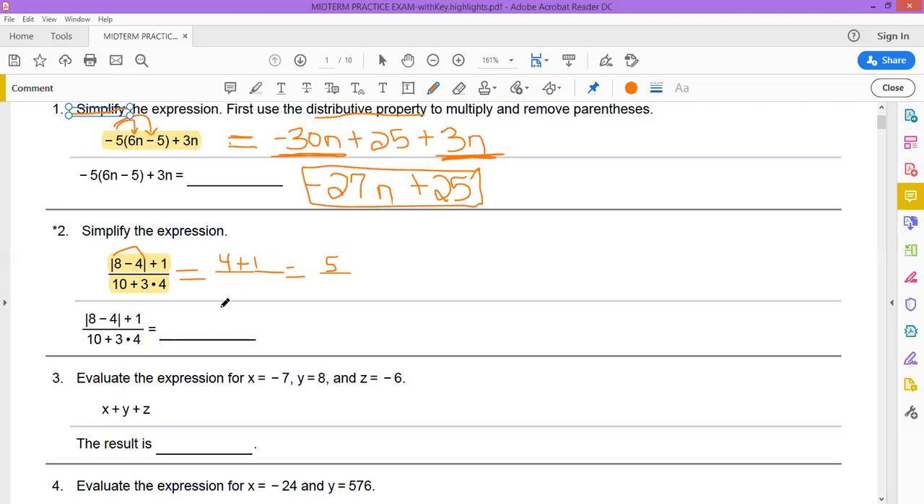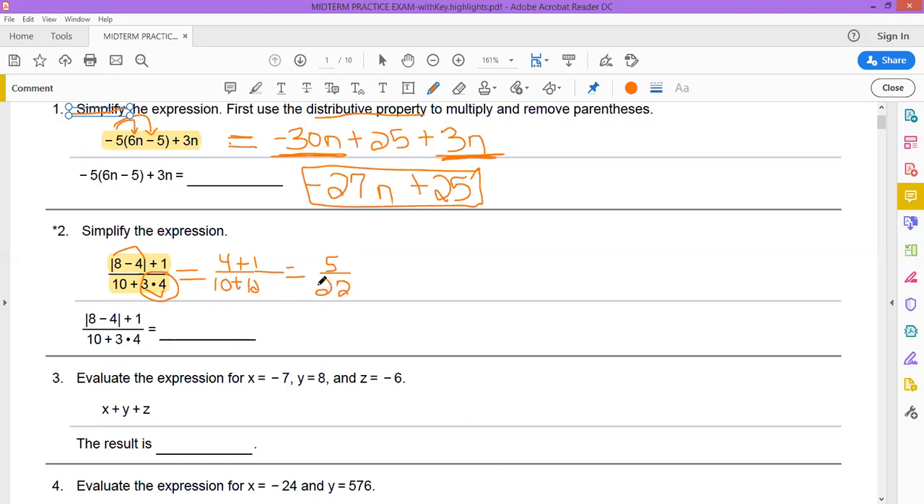We'll do the same steps in the denominator. Now we have 10 plus 3 times 4. Using our order of operations, we know that we have to multiply first. So we have to multiply 3 times 4. That gives us 12. And we'll carry over the 10 that's in front and the plus sign behind the 10. So we can simplify this a little bit further in the denominator. 10 plus 12 gives us 22.